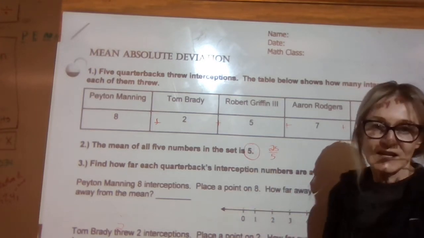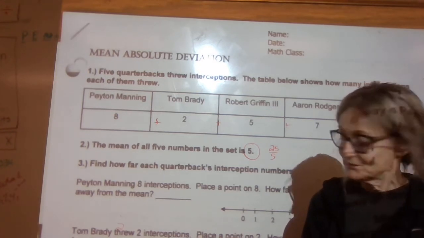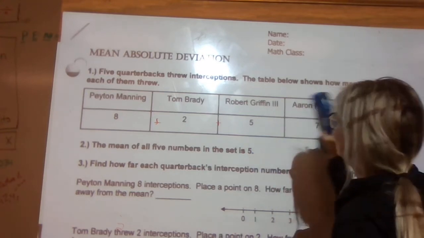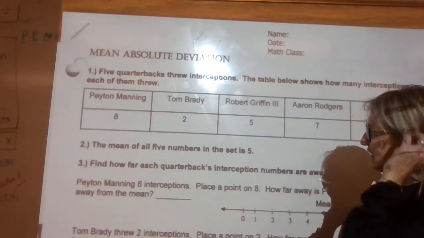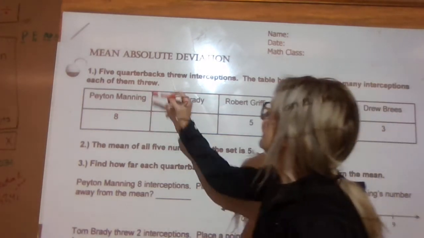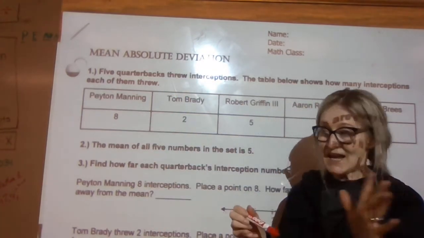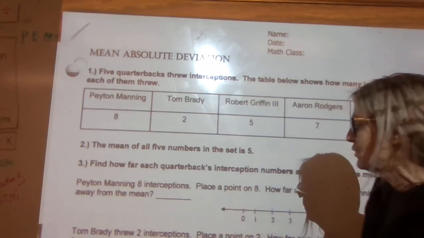So when you're finding the mean absolute deviation, the first thing you do is find the mean. So we found the mean of our data and it is 5. And it told you that, but I wanted you to remember how to do it. So the second thing you do is find the absolute deviation. So you find out how far away each of your data points is from the actual mean.